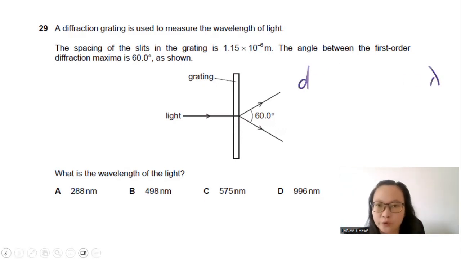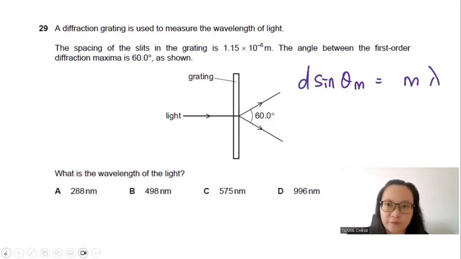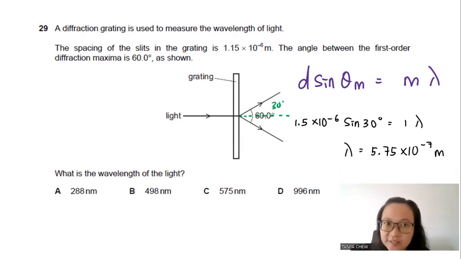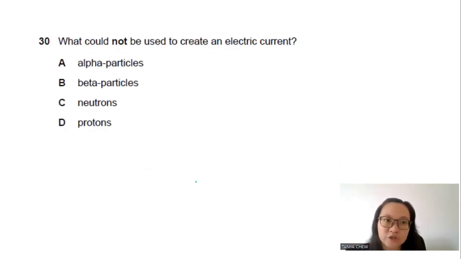Remember, you use the equation of the diffraction grating: d sine theta_m is equal to m lambda. m represents the number of order. So this sine theta must be measured from the horizontal reference line. So 60 degrees, you have to split to half, which is 30 degrees only. So 1.15 times 10 to the power negative 6 sine 30. Since this is the first order, just put m is equal to 1. So lambda is 575 nanometer. C is the answer. Question 30.